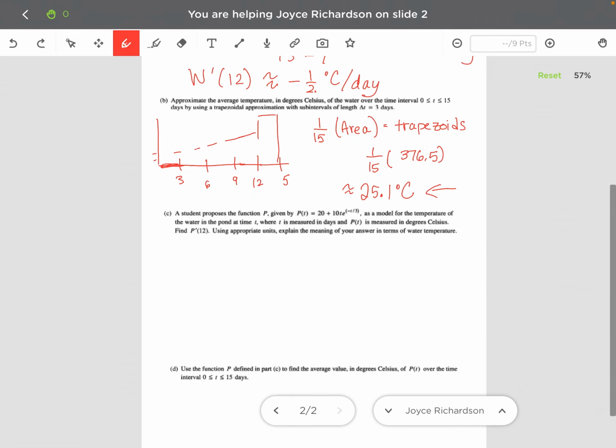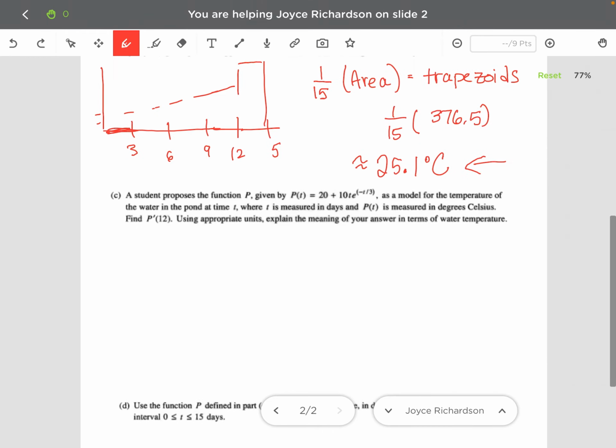Okay? For part C, they're asking you to find the rate of change, actually P prime of 12, but then it says using appropriate units, explain the meaning of your answer in terms of the water temperature. Okay, P prime of T, or actually, you know what? No, I'm not even going to do that. We're not going to get P prime of T. This is a calculator question. So I want P prime of 12 is equal to blank. Okay, you are allowed to use your calculator.